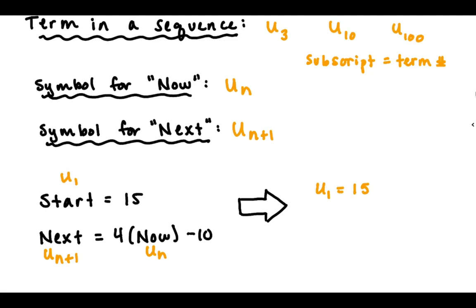And then our rule is U sub n plus 1 equals 4 times U sub n minus 10. And this is our symbolic way of saying to get the next term, you take the current term, multiply it by 4, and then subtract 10. So that's our recipe for getting the next term.